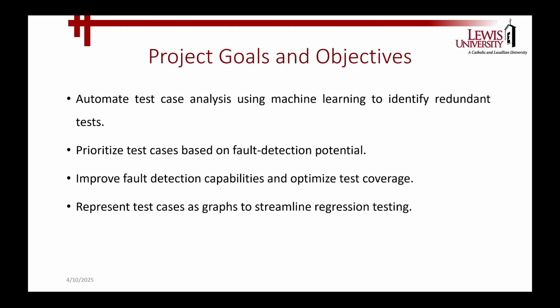Project goals and objectives. The primary goal of this project is to automate test case analysis using machine learning, especially to detect redundant tests and prioritize based on fault detection potential. By representing these test cases as graphs, we can streamline regression testing and optimize test coverage.